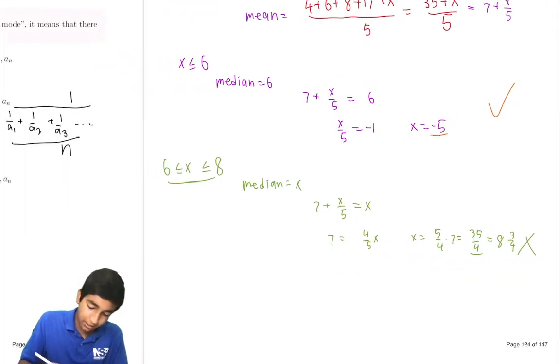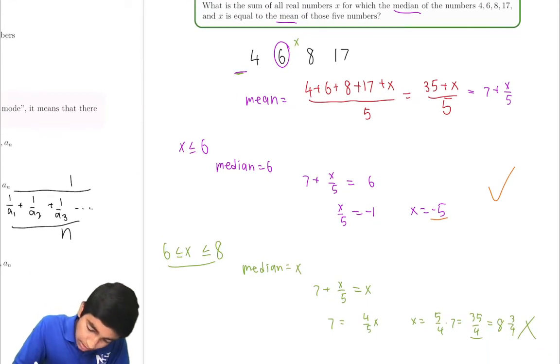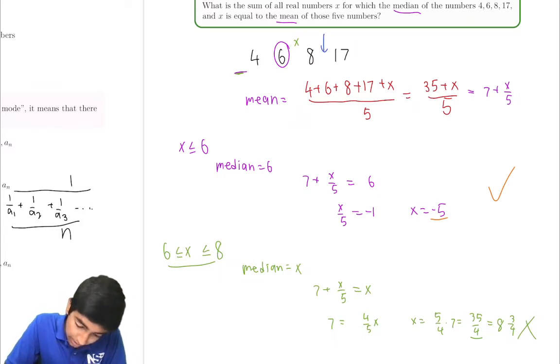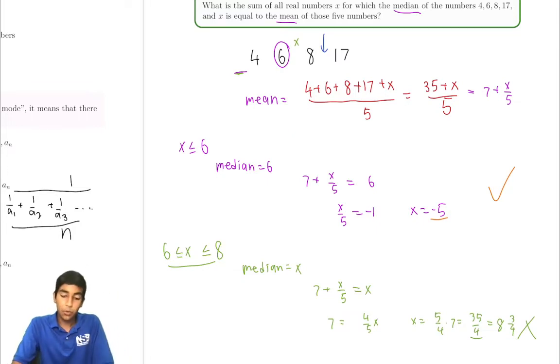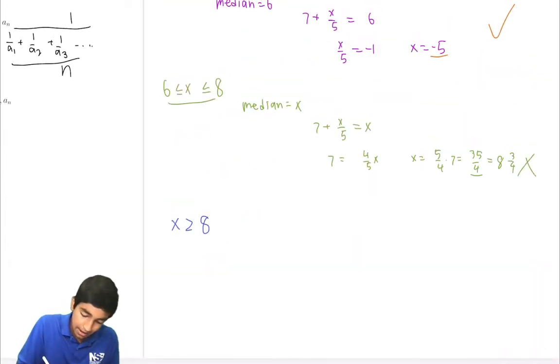Okay, now what about x greater than or equal to 8? Well, if x is greater than or equal to 8, then it will be somewhere here or wherever else. It could be a million for all we care. So if, let's say, x is bigger than 8, then what will be the median in this case? Well, now there are 2 terms less than 8, 4 and 6, and 2 terms more than 8, 17 and x. So therefore, 8 is the median if x is greater than or equal to 8. Median is equal to 8.